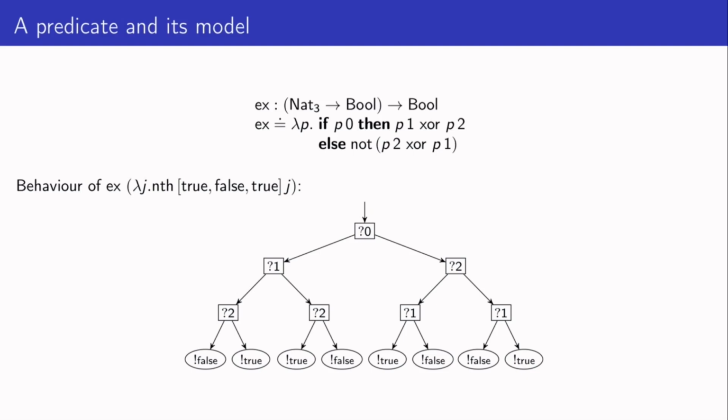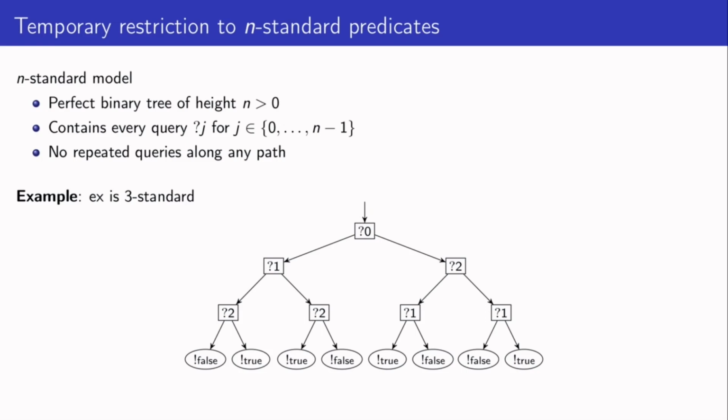Now, this particular predicate belongs to a certain class of predicates that admit canonical models. We call such predicates n-standard. A tree model is n-standard if it is a perfect binary tree of height n. In addition, we also require that the tree contains every query and that no subtree repeats any query. We say that a predicate is n-standard if its model is n-standard. For example, the predicate EX is 3-standard. For the initial analysis, we restrict our attention to n-standard predicates. This restriction serves to simplify the analysis, but it also provides us with an instance where the efficiency gap between PCF and PCF with effect handlers manifests as clearly as possible. This restriction enables us to give a crisp implementation of generic count with effect handlers.